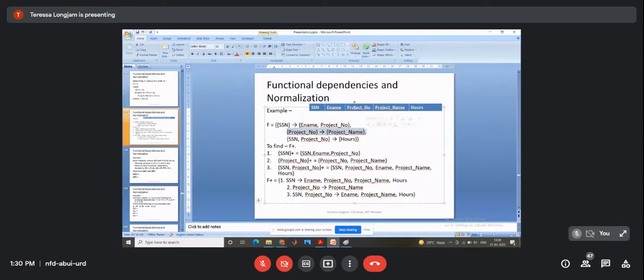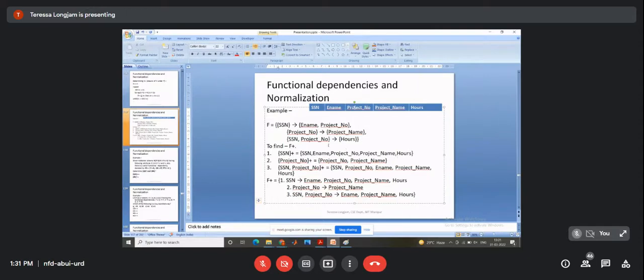Now we'll check for the next functional dependency. Now we can again see that project number is a subset of this, isn't it? So we'll include project name also here in the set. Next functional dependency, this functional dependency with SSN and project number is also a subset of X plus. So again, hours will be included.